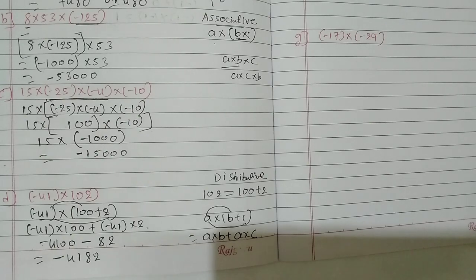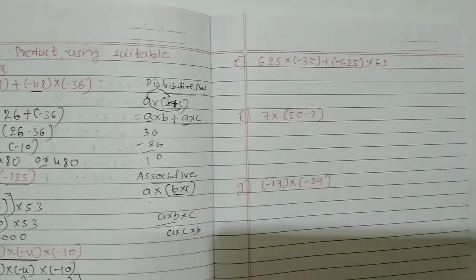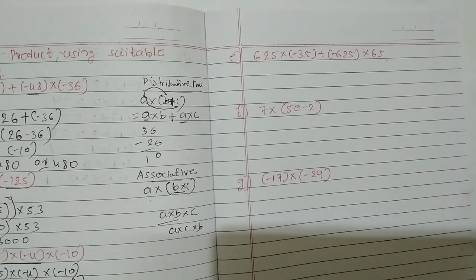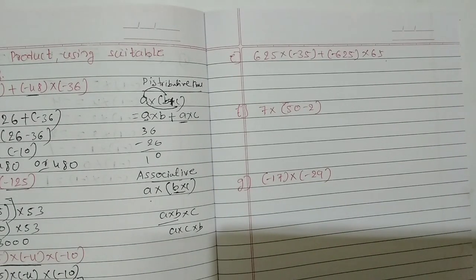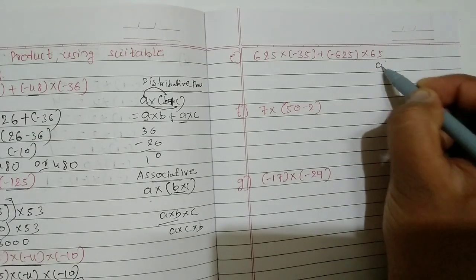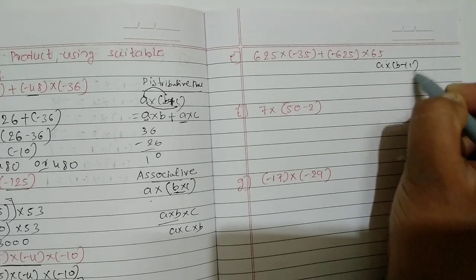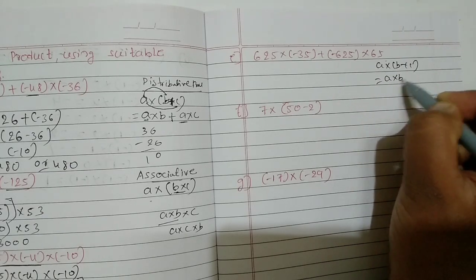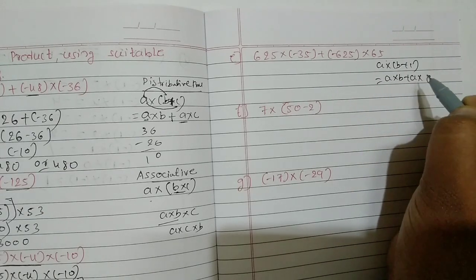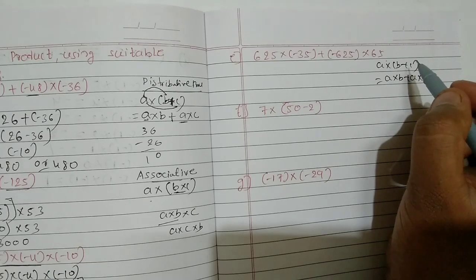So next come to E, that was very similar to the first one. So students, you have to do it on your own, right? It is also the same as the distributive property, A into B plus C as A into B plus A into C, right? So you can do it on your own.